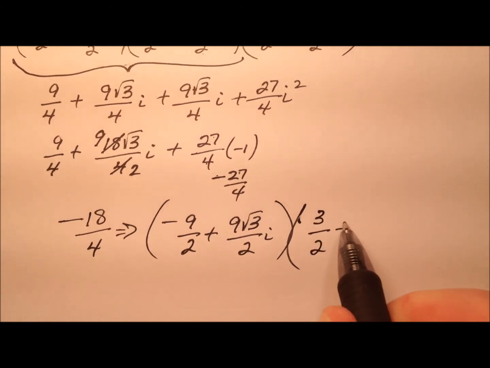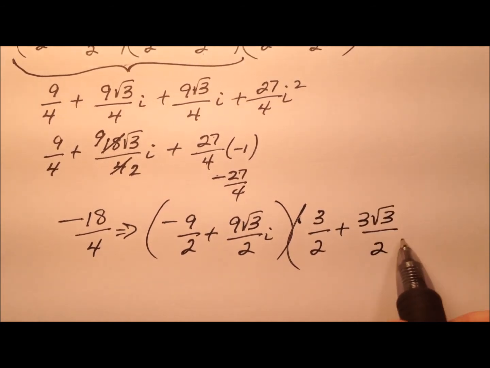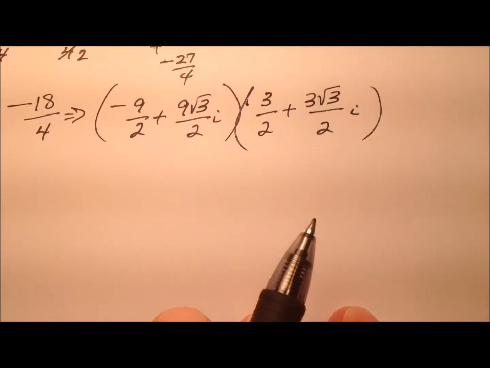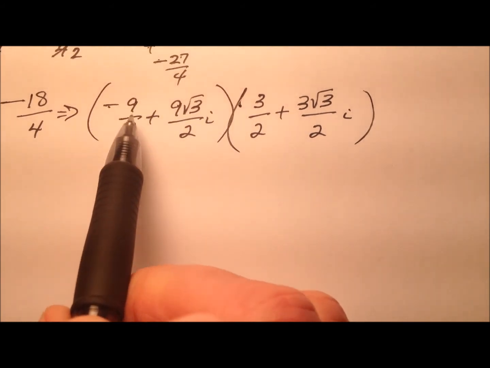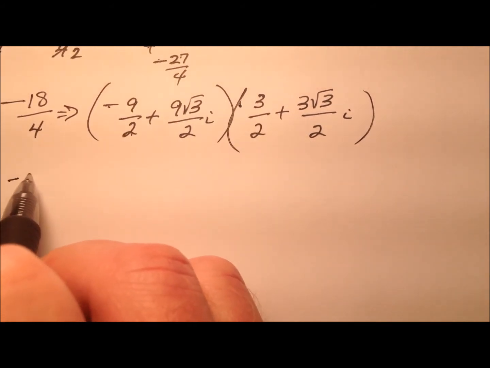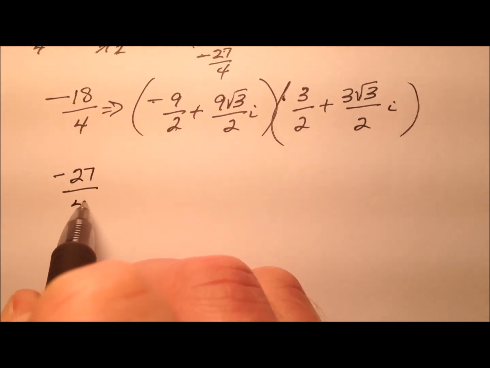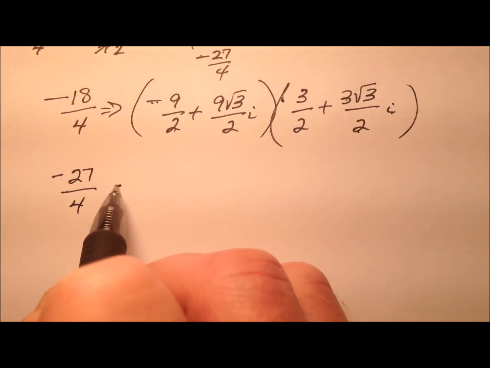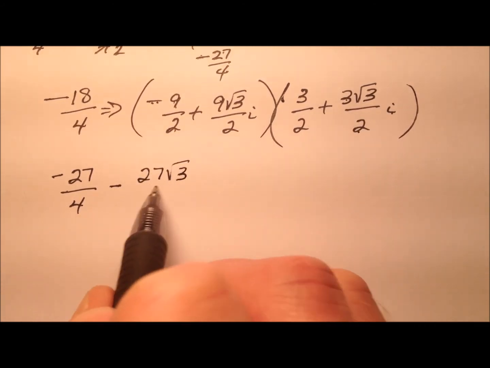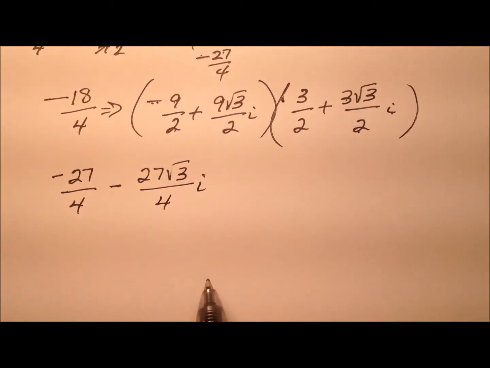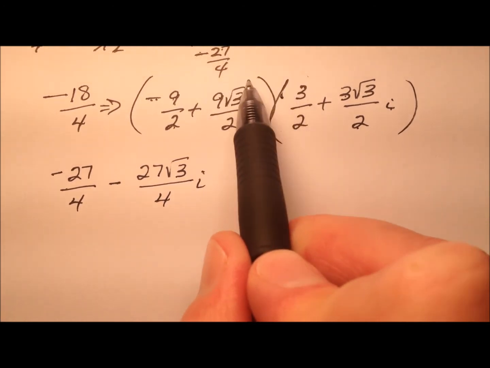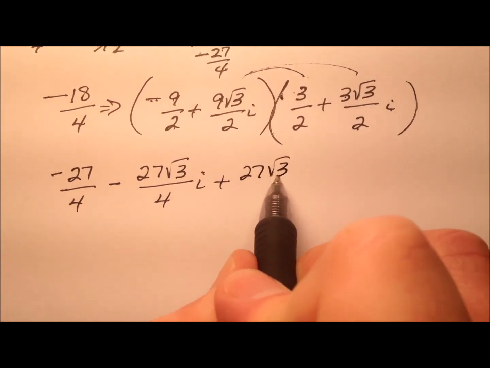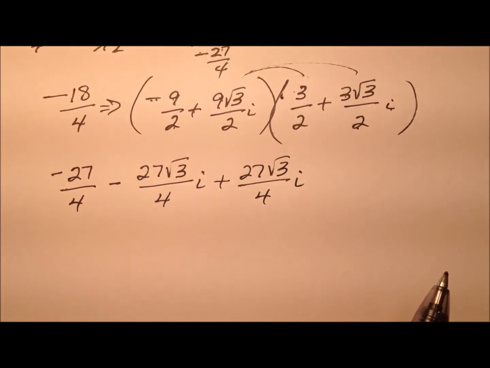So let's bring down the third one. Okay, let's work this multiplication as well. So we're going to multiply the firsts together. So -9/2 times 3/2 is -27/4. -9/2 times 3 radical 3 over 2i will be -27 radical 3 over 4i. And these here, when I distribute the second one, will end up being +27 radical 3 over 4i.